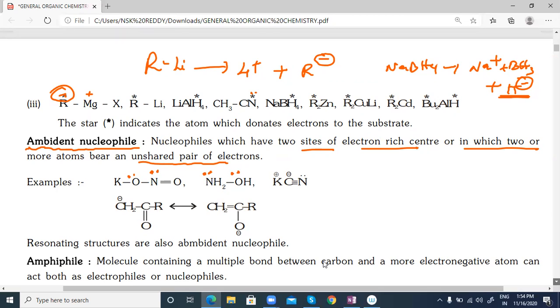Please try to find out. Here carbon has negative charge, here oxygen, so both can donate. So resonating structures are also ambident nucleophiles. These we call resonating structures: same formula but different arrangements of electrons.